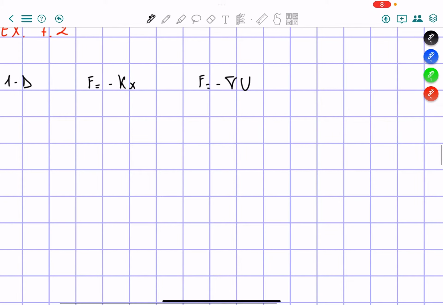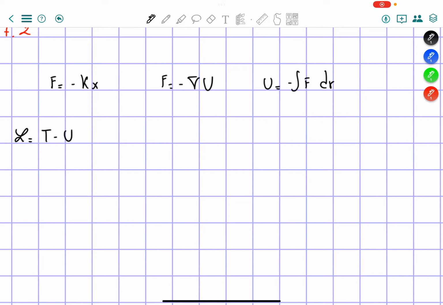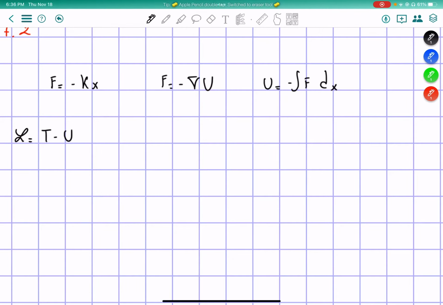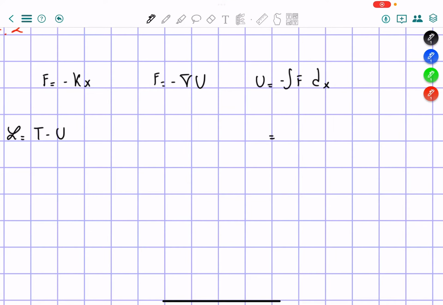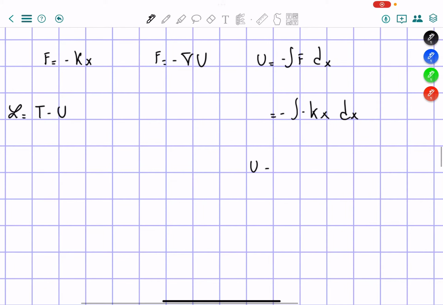So if we want to find U, because we always want to find U for our Lagrangian, which is equal to T minus U, U is going to be equal to the negative integral of F dr. Now, we are only in one dimension, so we're going to have dx here, and therefore F is equal to negative kx dx. Therefore, U is equal to 1/2 kx squared.